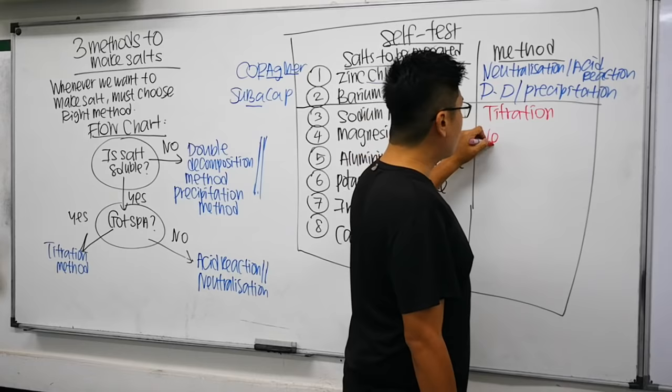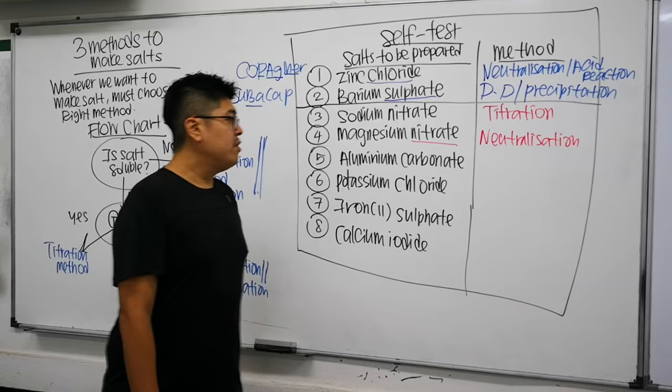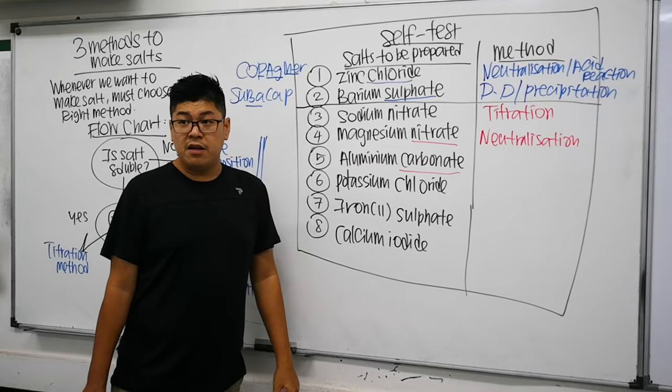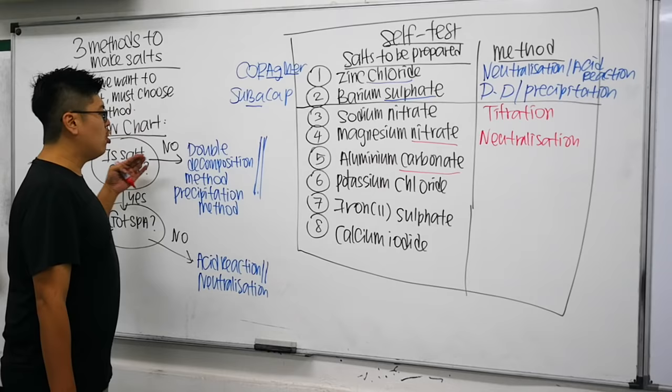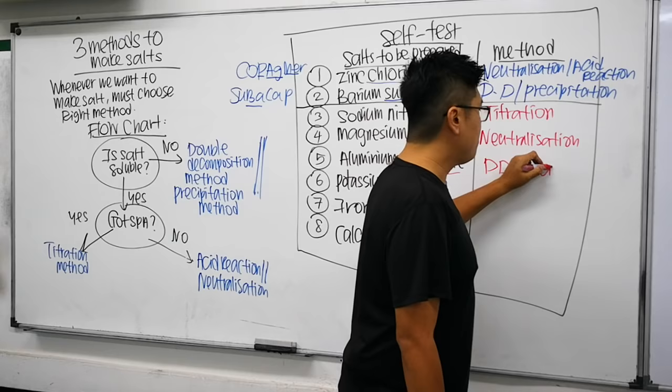Is it okay? Next one, aluminium carbonate. Everything that has carbonate is insoluble. Okay, all carbonates are insoluble. So when you come to insoluble, final verdict, double decomposition, or we call it precipitation. Okay, all good, eh? All right, three more to go.